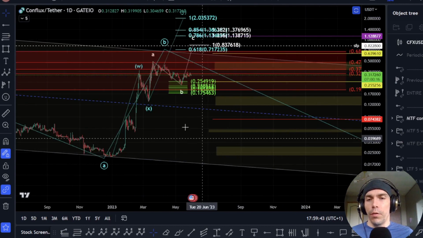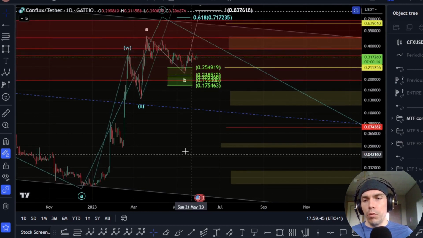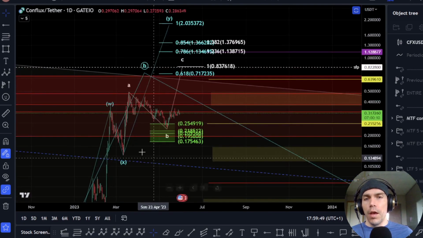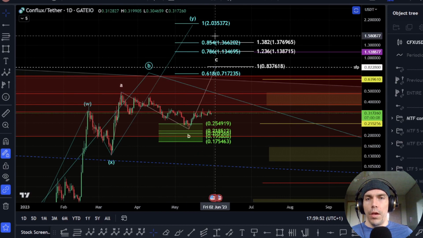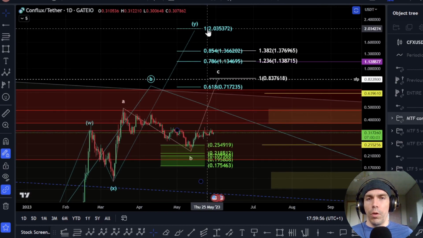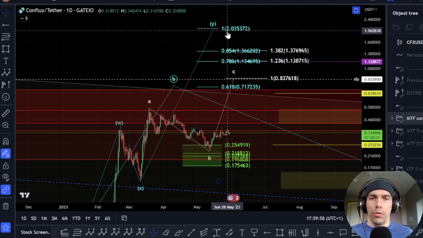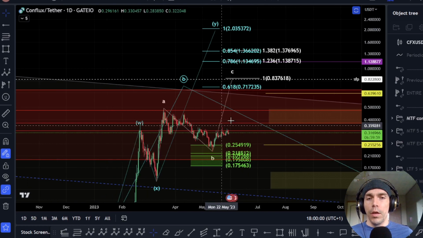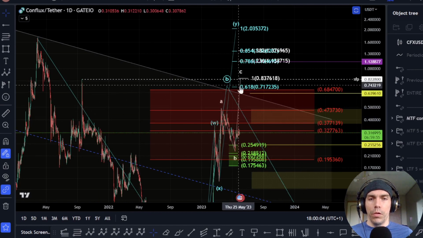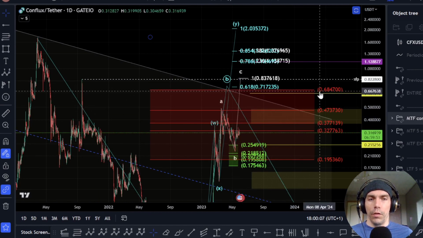Now if this is a corrective move to the upside, what we would be looking for here is the potential that this is a W, this is an X here, and then we are looking for this as an A, B and a C to the upside. What we would be looking for typically here would be a 1-to-1, which would look to push us up towards this $2 region. However, looking at this typical rejection zone that we have here, we can also potentially look to target out this 0.786.